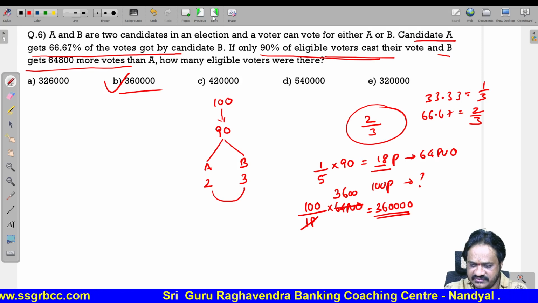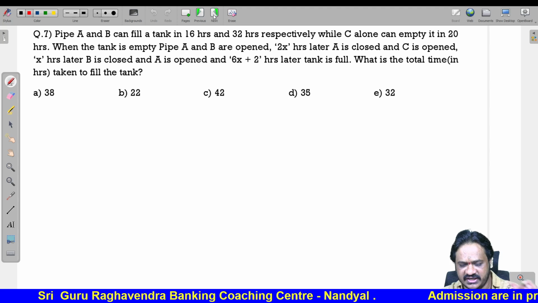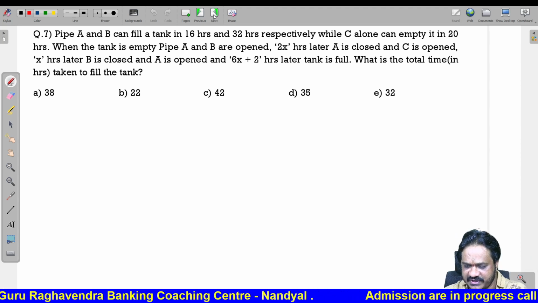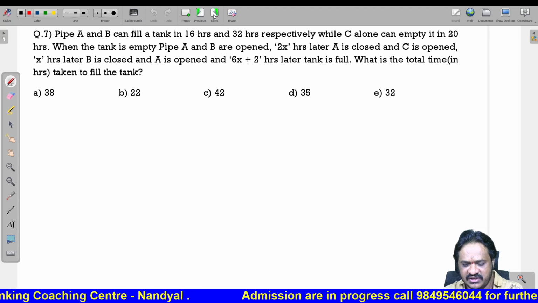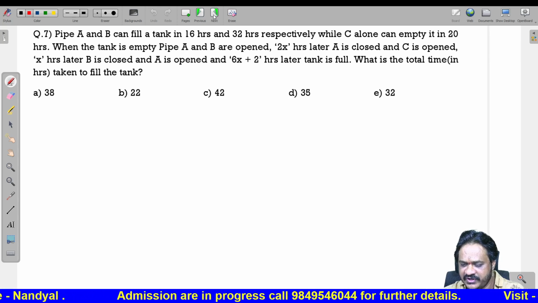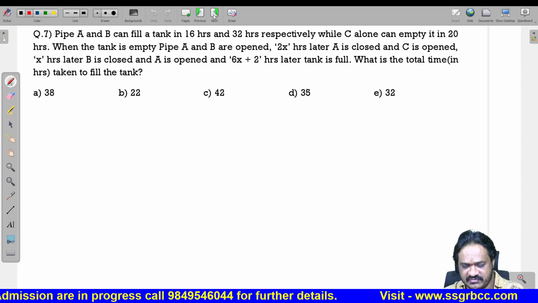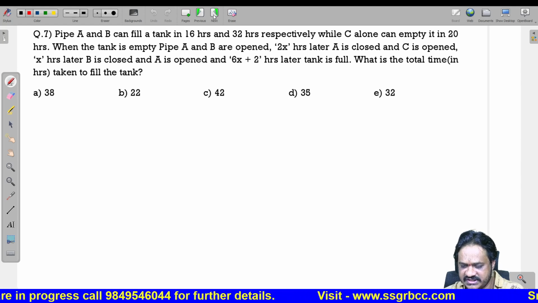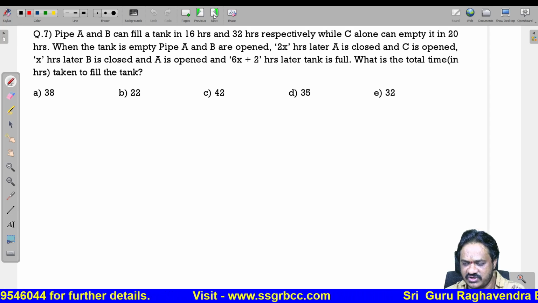Next question. Pipe A and pipe B can fill the tank in 16 hours and 32 hours respectively, while C alone can empty it in 20 hours. When the tank is empty, pipe A and pipe B are open. 2x hours later, A is closed and C is open. X hours later, B is closed and A is open. And 6x plus 2 hours later, the tank is full. What is the total time taken?